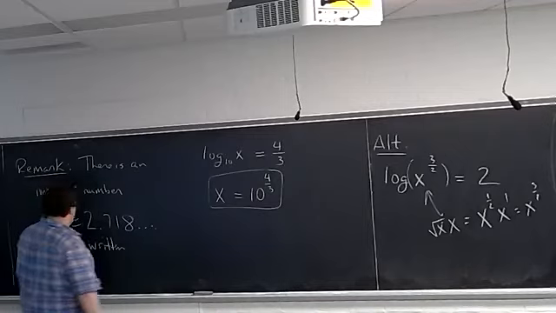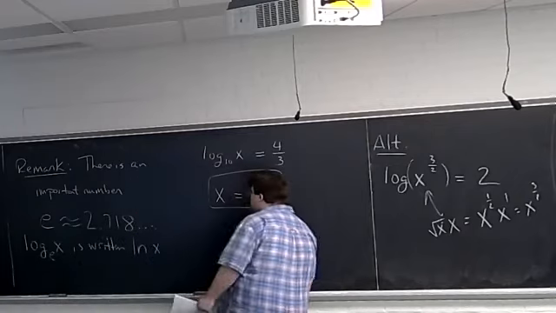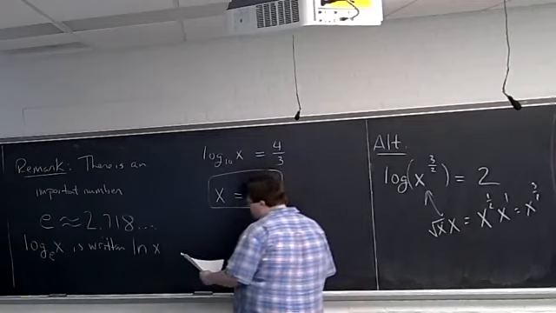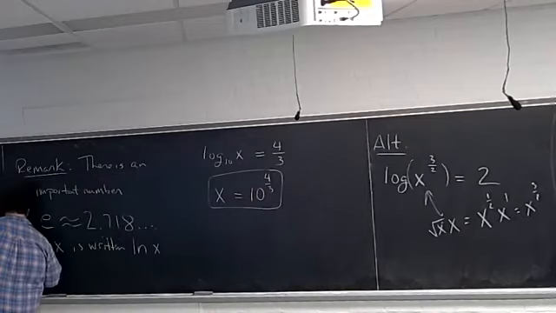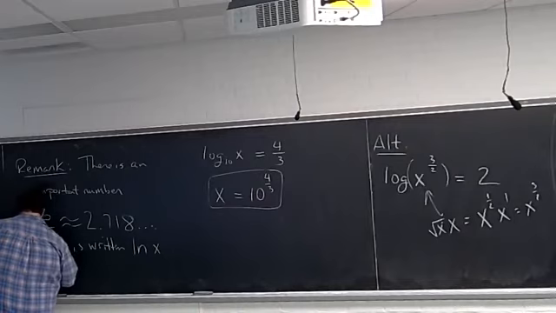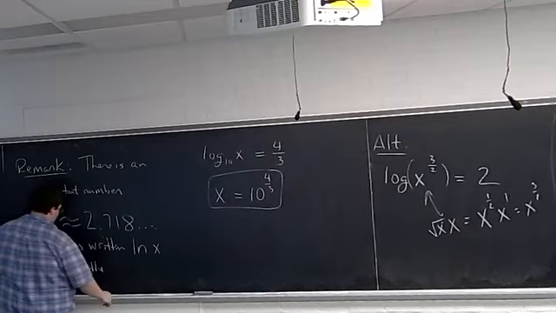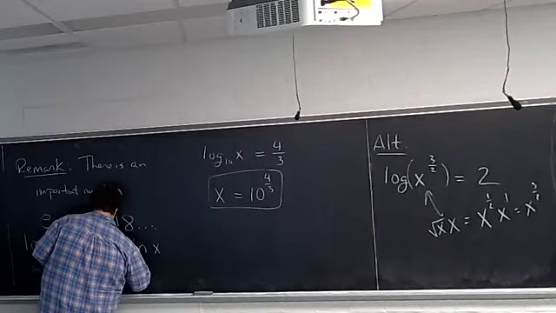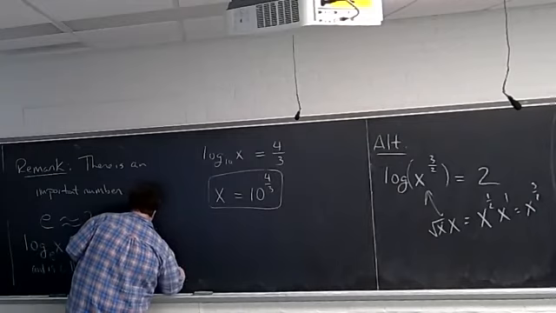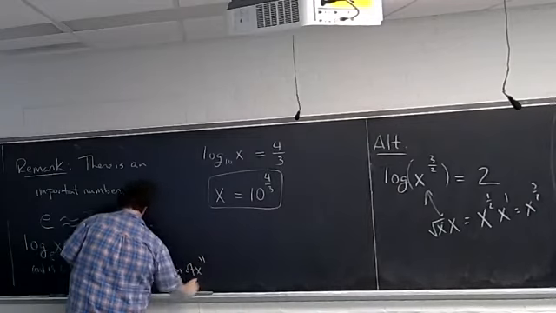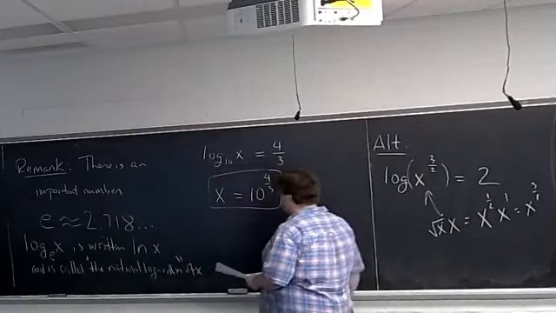But there's an abbreviated way of writing it in math, ln of x. So if you see ln of x, the assumption is a logarithm function with base e. The logarithm with base e is written like that and is called the natural logarithm of x.